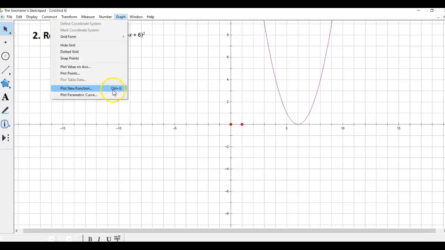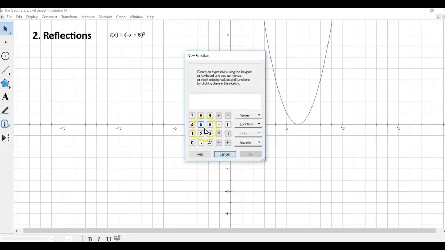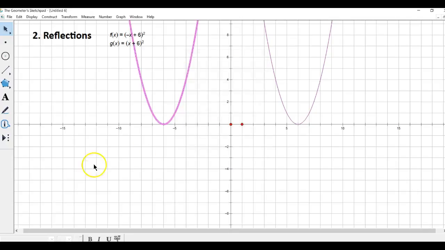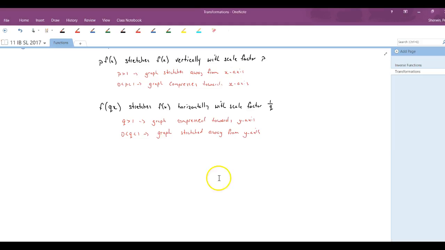So I'll plot a new function. What was it? It was x plus 6 all squared. That's what we started with. And then I put the minus in the x, and it flipped over there, so it reflected in the y-axis. Right, that's wonderful.